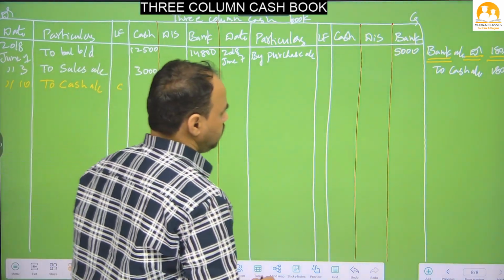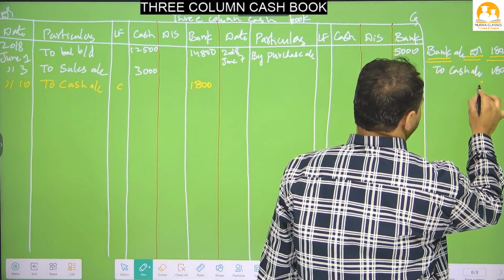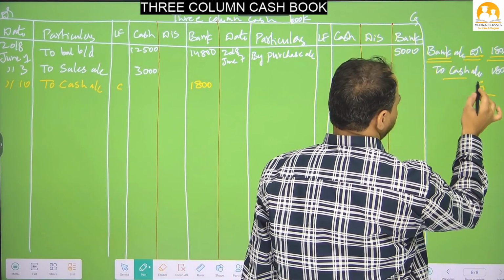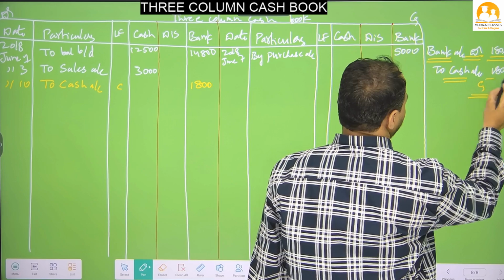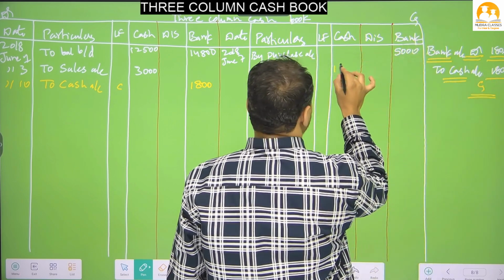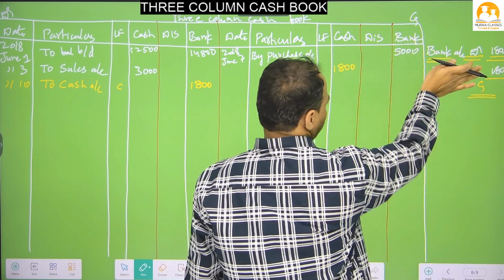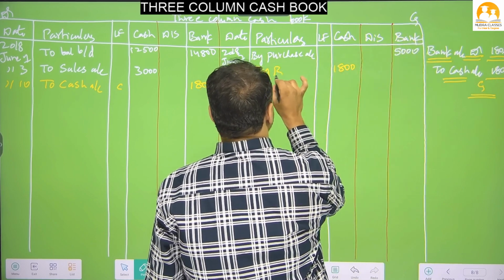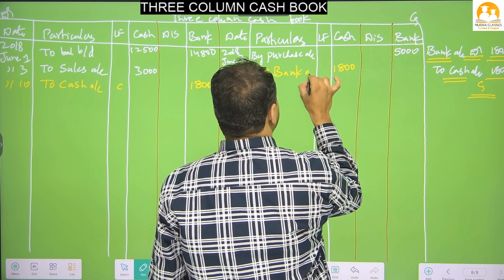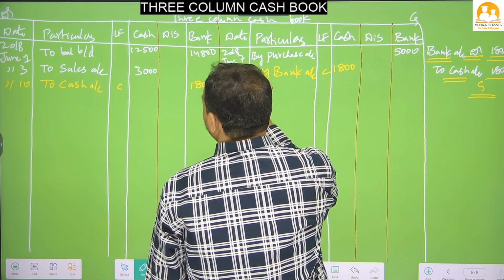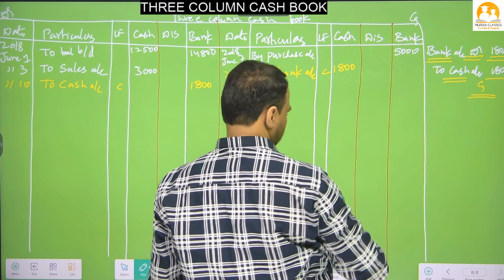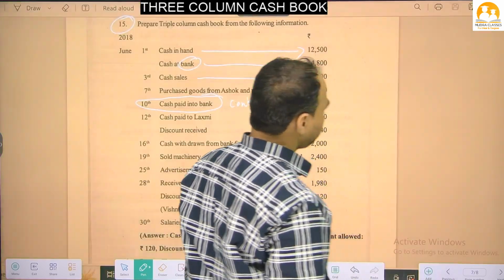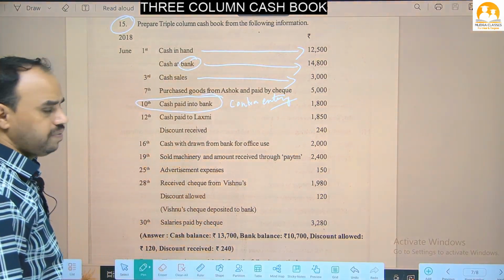Okay, right. Bank is on debit side, that means cash is on which side? Credit side. So write on credit side cash column 1,800. Close this cash beta. What is opposite? Bank. Write down here 'by bank account'. In left column you write C. Tell me the date. Date is 10. Okay, see the next transaction.